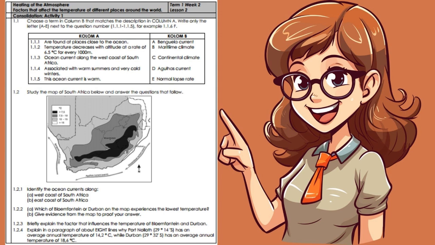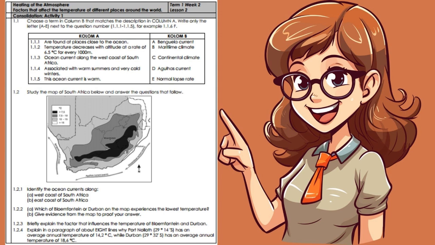Heating of the atmosphere. Factors that affect the temperature of different places around the world. Term 1, Week 2, Lesson 2. Consolidation. Activity 1. 1.1 Choose a term in column B that matches the description in column A. Write only the letter (A-E) next to the question number 1.1.1 to 1.1.5, for example, 1.1.6 F.